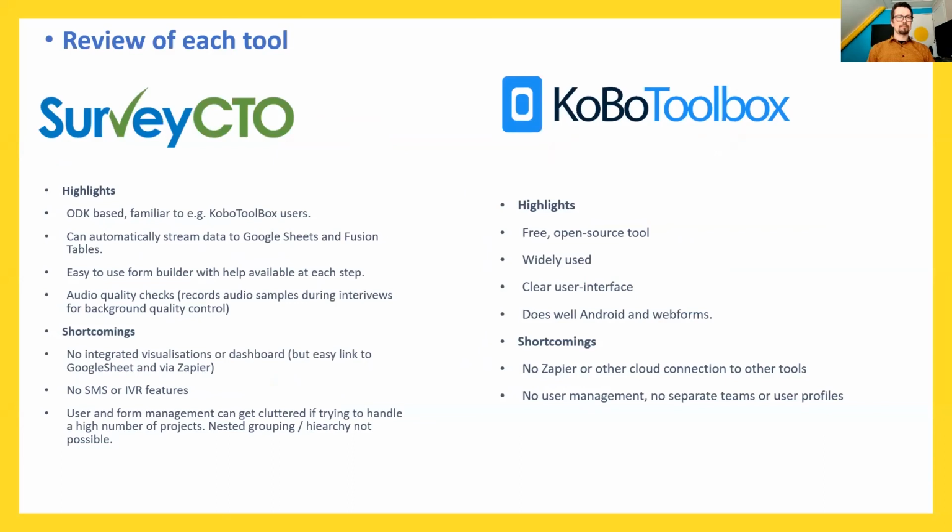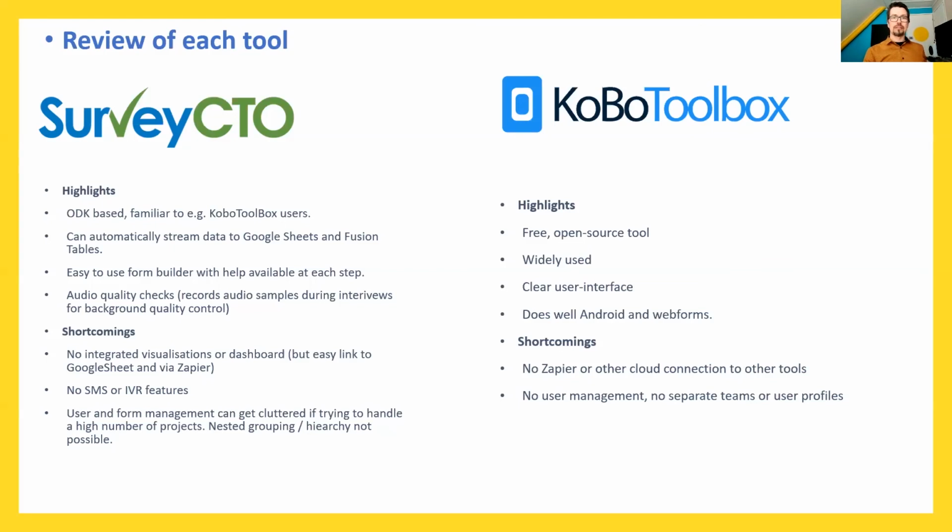And then Survey CTO, it is based on Kobo Toolbox originally, so it has been developed from that. So there's a lot of similarities between Kobo and Survey CTO, although Survey CTO has a lot more features. And I said it can automatically stream data to Google Sheets. It's a pretty easy to use form builder, as in Kobo as well. It doesn't have the SMS or integrated voice features that ComCare and Magpie have. No integrated visualization dashboards, but it's pretty easy to link to, for example, Google Sheets.